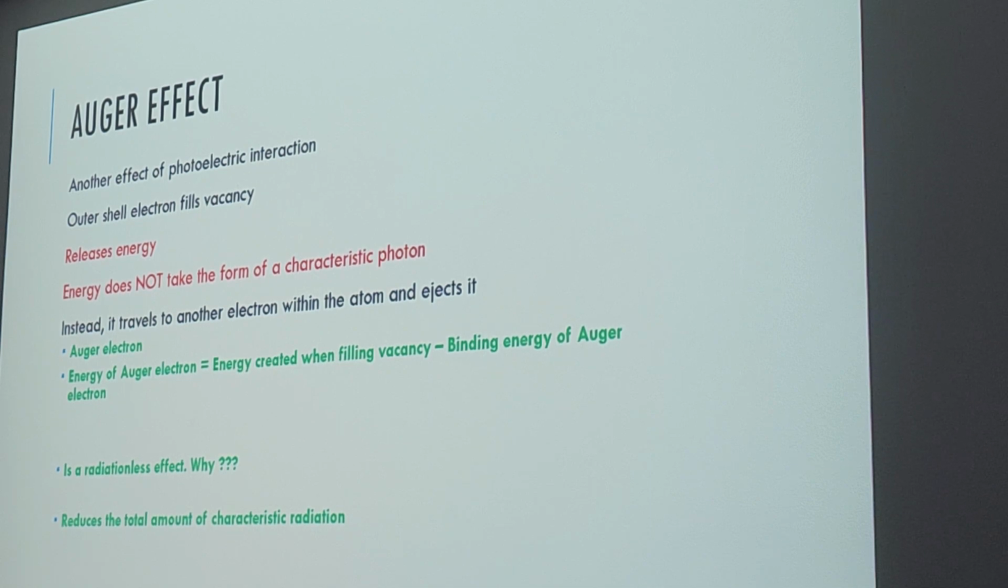Which electron is it interacting with? Any electron in the atom, within the same atom. The energy that is released travels to another electron within the atom and ejects it. That is the Auger effect. So it can create one of these or the other one. Part of the energy is a different effect. And the electron that's ejected is known as the Auger electron. That's right, exactly.